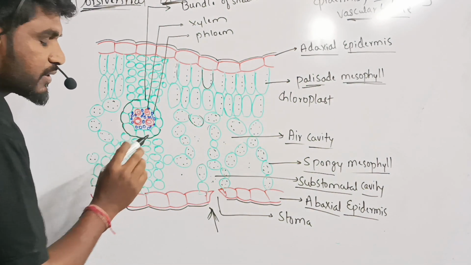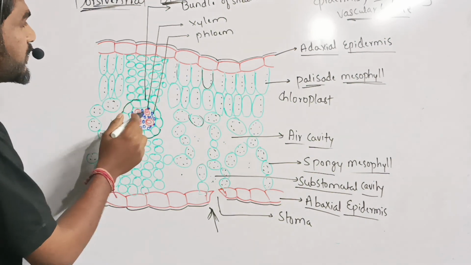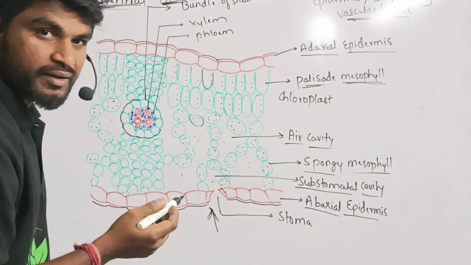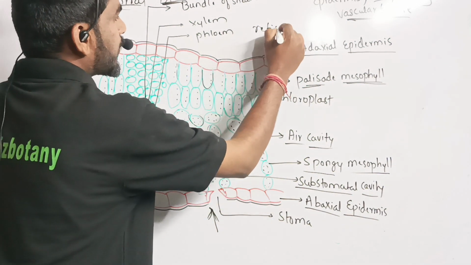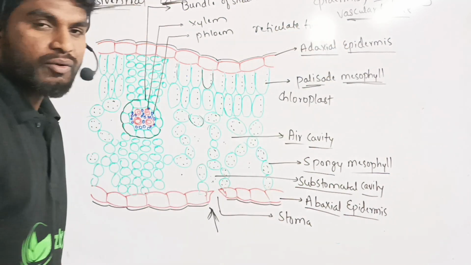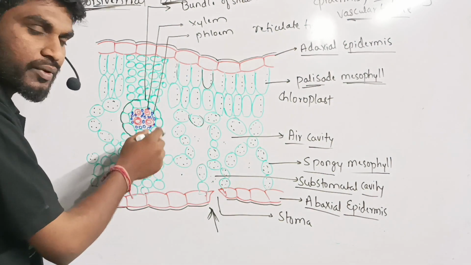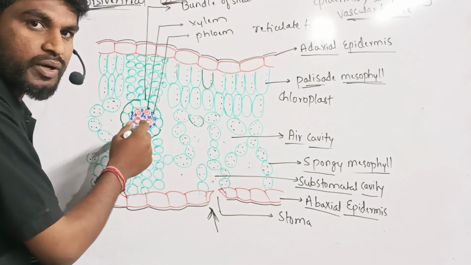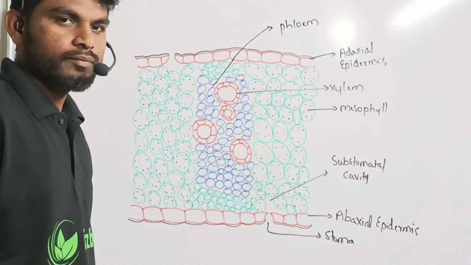And the size of these veins and midribs will vary, because they have a reticulate type of venation. Reticulate type of venation will be present in the dicot leaves. That's why the size of these vascular bundles also varies according to the vein and midrib size.